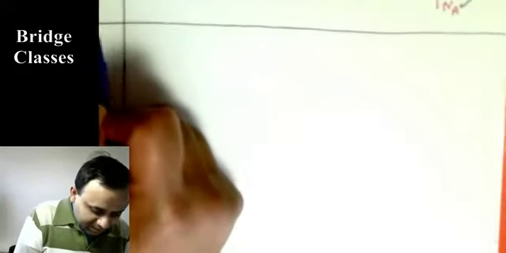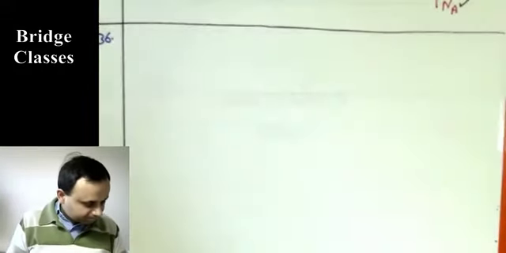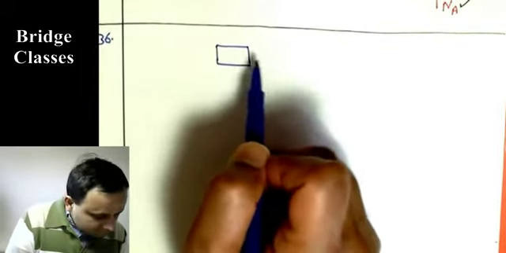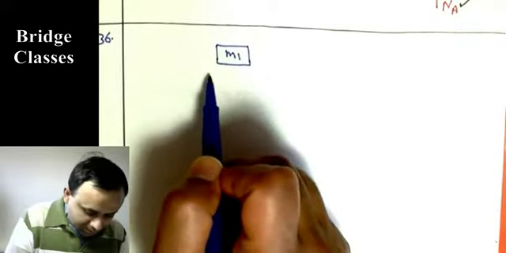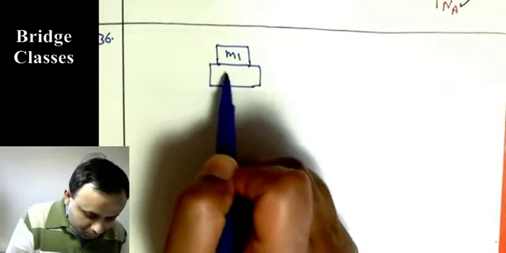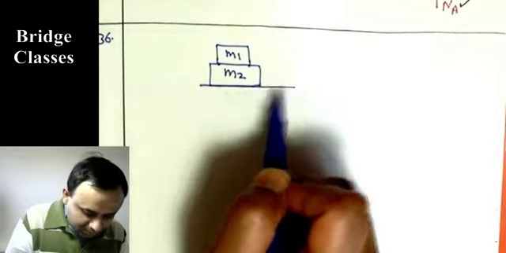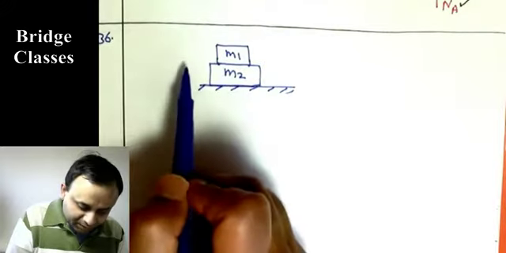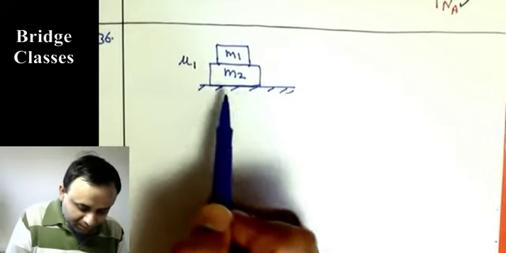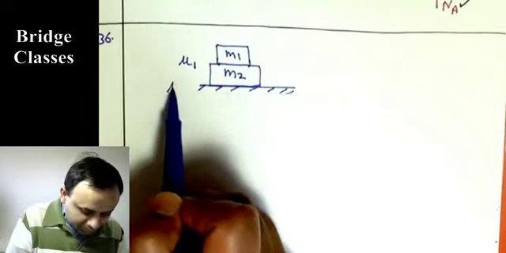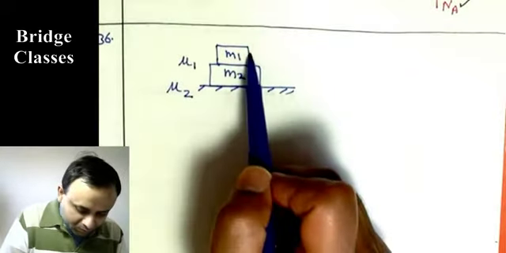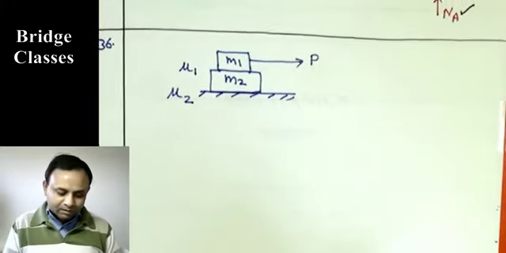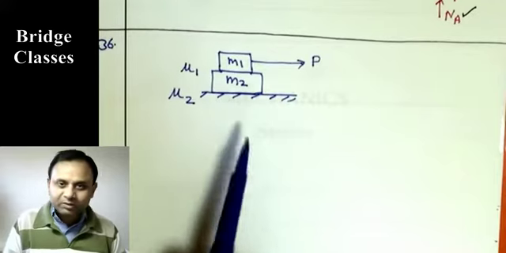Okay, now this next problem is slightly more complicated. In this there are two bodies, M1 and M2, resting on this surface. The coefficient of friction between M1 and M2 is mu1, and between M2 and the surface is mu2. They are different, and a force P is applied to the body. And say it is given to us that no tipping occurs.